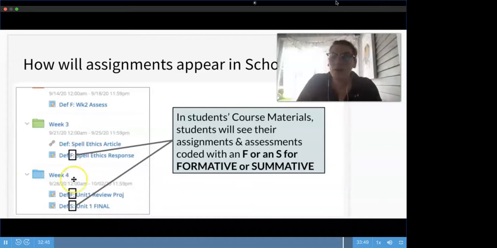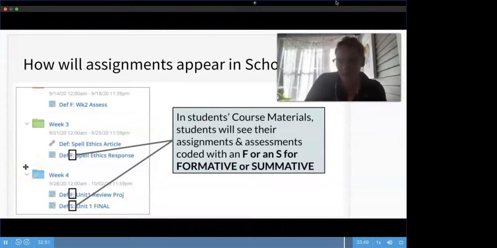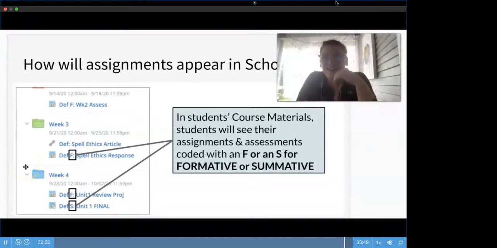So you'll see the S and the F. Things should be organized under folders. There are a few classrooms that we're still working on aligning this. So a caveat there.